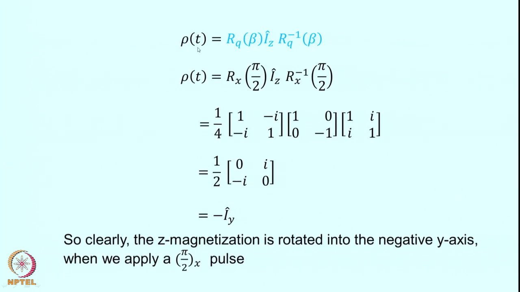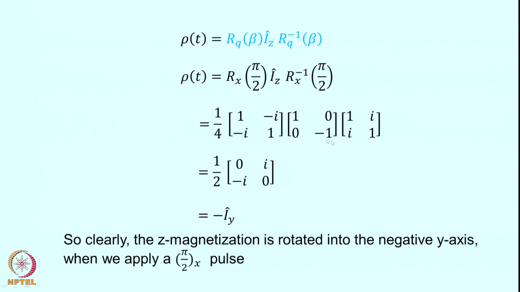So, the density operator rho of t, this is the same equation as back here: Rx(π/2) Iz Rx(−π/2). Now we calculated what Rx(π/2) is, that was this. I get a 1 by root 2 from here, 1 by root 2 from here, and this gives me 1 by 2 in the matrix, therefore I have a 1 by 4, and this gives me 1 minus i, 1, and Iz is 1 0 0 minus 1, the half factor already taken away here. And the inverse of this Rx matrix is this: 1 i, 1.